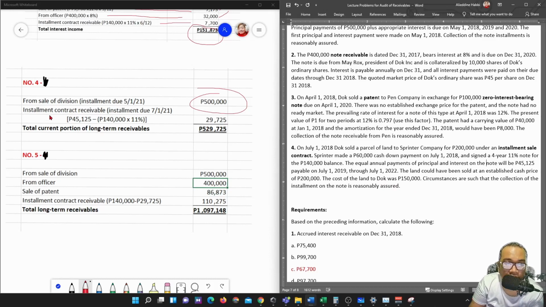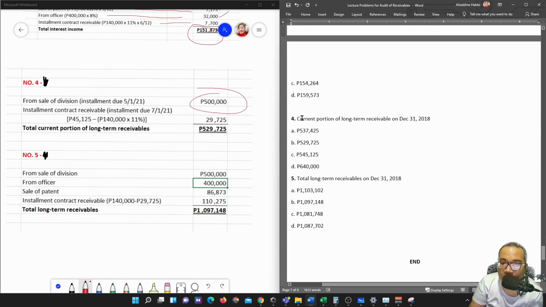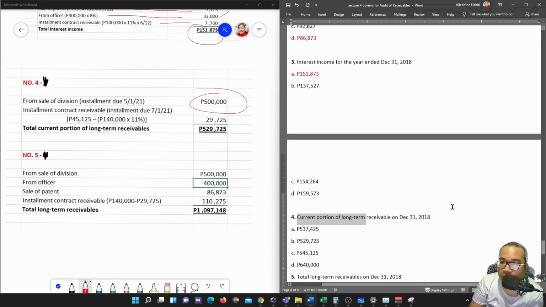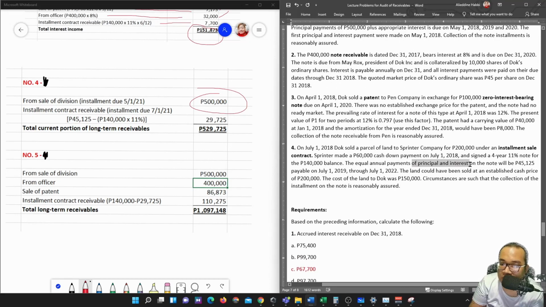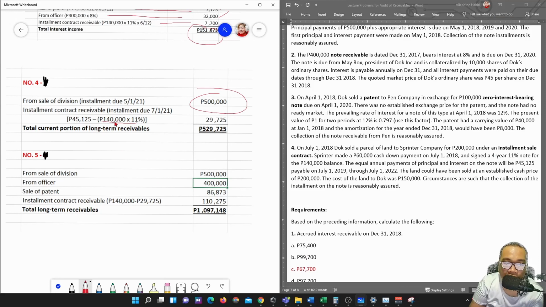So, ang sabi, installment contract receivable, 45,125 yung babayaran. Ngayon, ang tinatanong dito is yung principal amount lang. So, yung 45,125, tanggalin mo yung interest, kasi sabi dito, principal and interest siya, combined na. So, kailangan mo tanggalin yung interest amount. Kaya 140,000 times 11%. So, yung principal lang sa 45,125 is 29,725. So, add mo sila. Total current portion. Ito na yung due and demandable pagka next year.